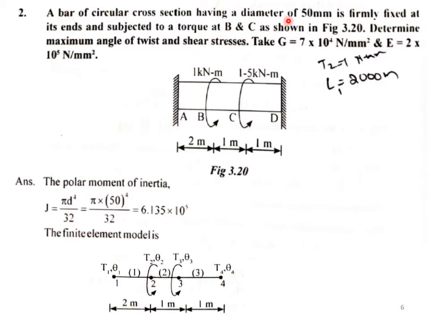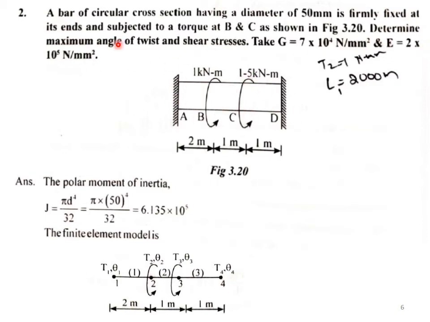A bar of circular cross section having a diameter of 50 mm. So this is a uniform cross section bar. It is firmly fixed at its ends. Both ends are fixed and subject to torques at B and C as shown in the figure. Determine the maximum angle of twist and shear stress. Take G is equal to 7 into 10 to the power of 4 Newton per mm square and E is equal to 2 into 10 to the power of 5 Newton per mm square.